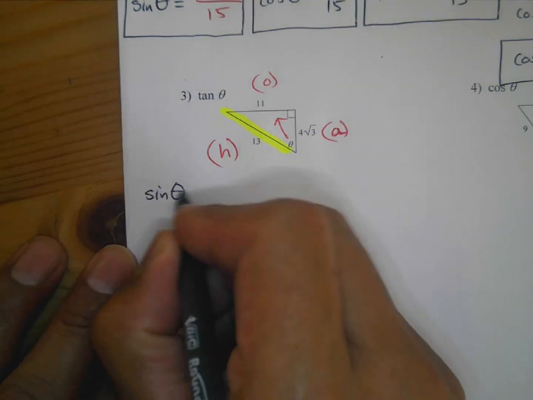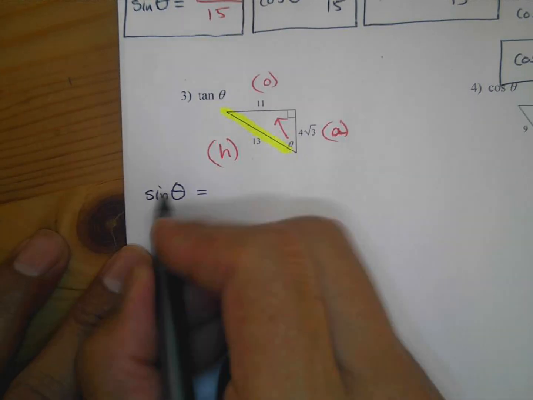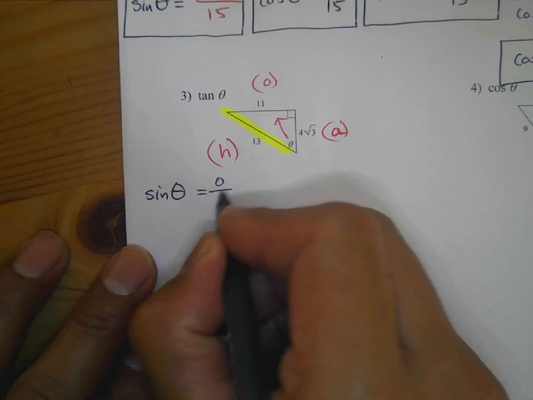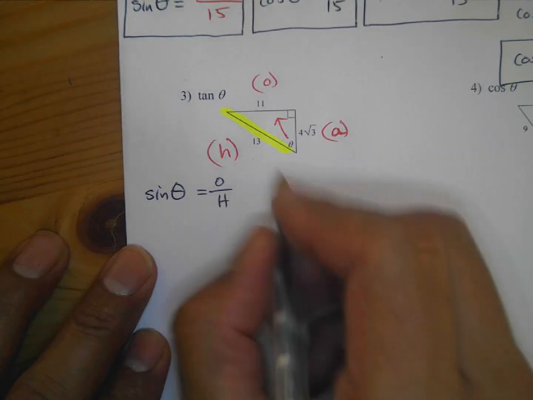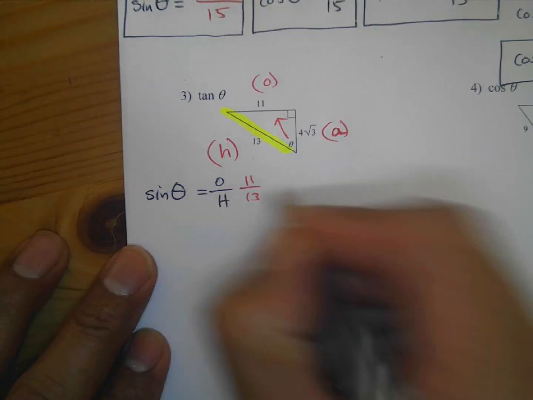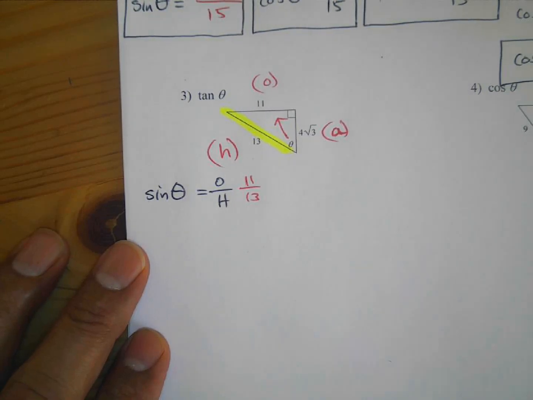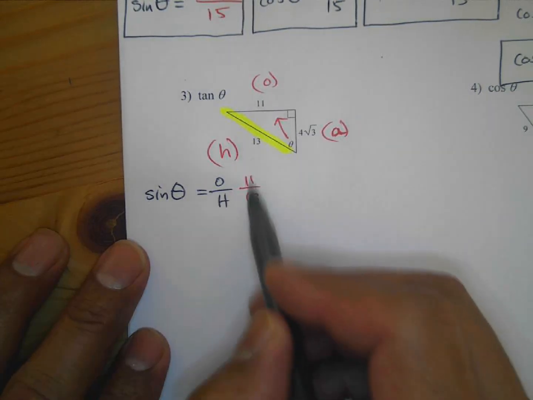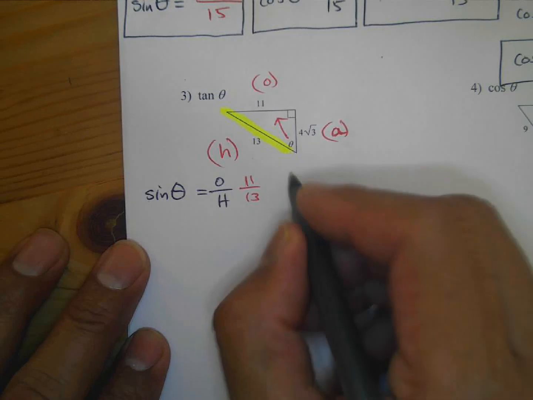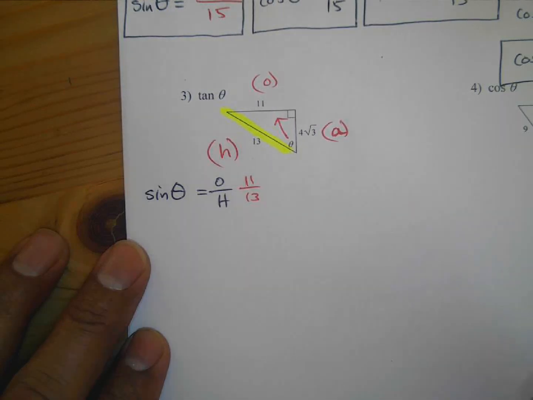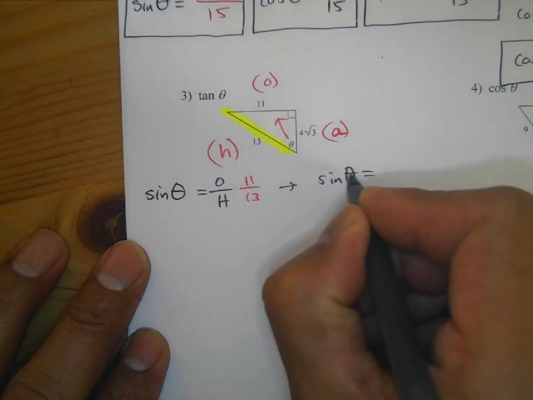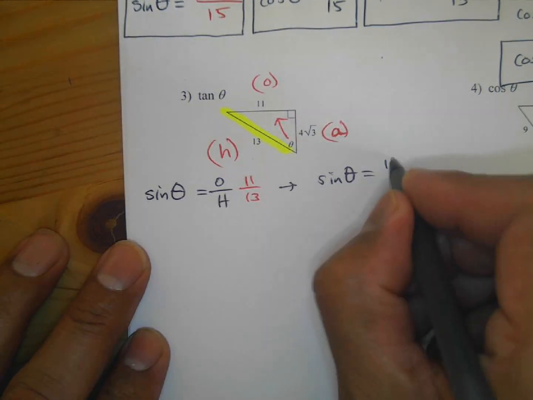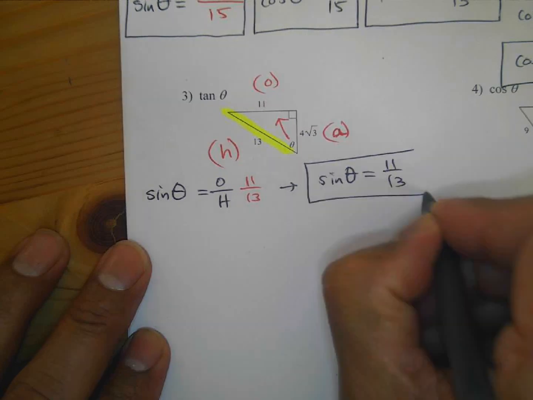Sine is SOH, right? So SOH, so it's S, and then O over H. That's going to be the opposite, which is 11 over 13. All right, nothing to reduce, no radicals, great. We're done with sine, right? That means that sine is 11 over 13. That's it.